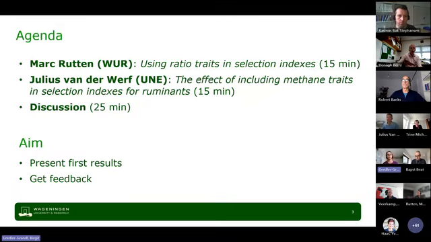And then his presentation will be followed by a presentation from Julius van der Werf from the University of New England in Armidale in Australia. And he will be talking about the effect of including methane traits in selection indexes for ruminants. And then after the presentations, we would have almost half an hour for discussion and to answer any questions that you might have.